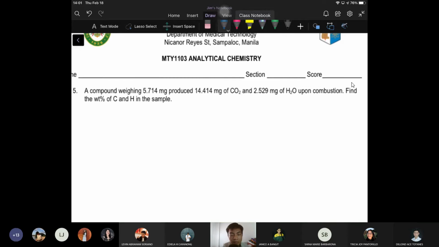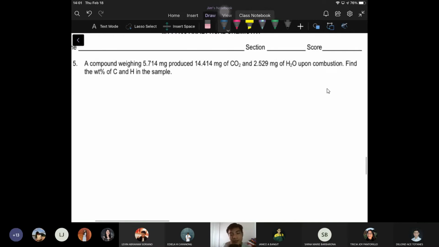This problem, for example, is an example of a volatilization reaction, the volatilization method. So what happens in the volatilization method? I said last time, right? In the volatilization method, your matter, usually organic substances, you combust it in the air to produce carbon dioxide and water.